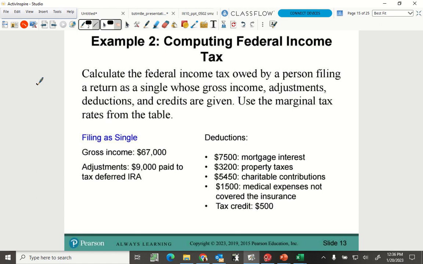So the first thing is, let's figure out the gross. Now, how do I find the gross? Total the income. All the money coming in is going to be the gross amount. So, hey look, it has the gross. So that one's pretty easy. And so the next one is going to be the adjusted gross.